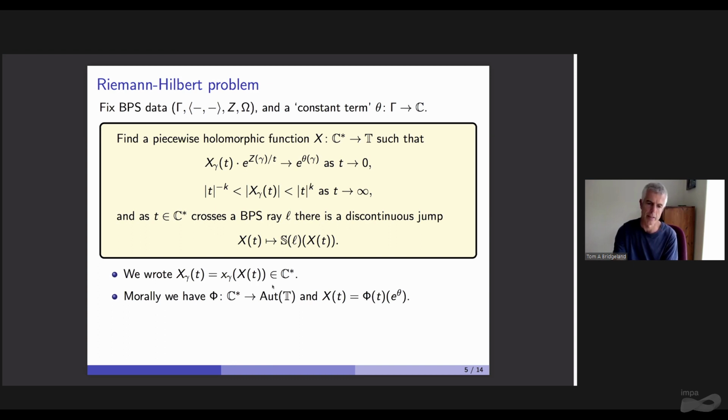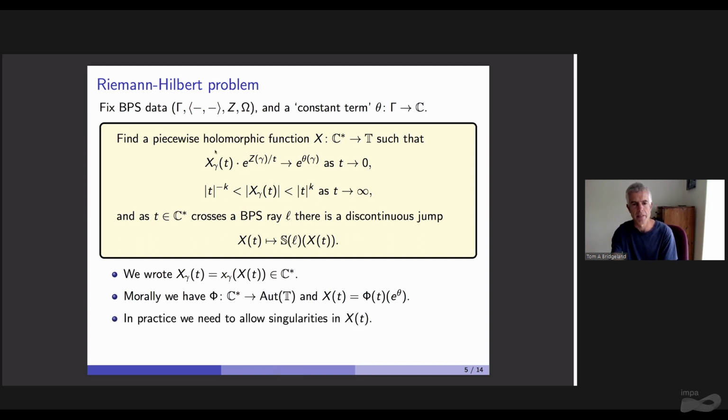And rather than doing that, I fix a point of the torus, which is really this e to the theta, and then I evaluate all automorphisms on that point e to the theta. Because that means I can think about a problem which takes values in the torus, some nice finite dimensional space, rather than this infinite dimensional group. But that's morally why I'm having to choose this extra data of the constant term. It's just a kind of fake to avoid thinking about this.